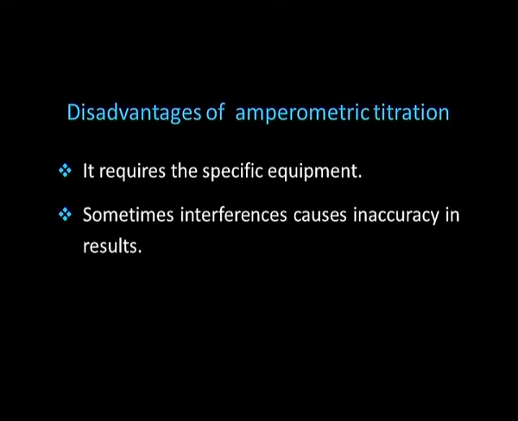Then the disadvantages of amperometric titration: it requires specific equipment. We cannot carry it out like simple titrations where a burette, pipette and beaker are needed. We require a potential divider for amperometric titrations. Sometimes interferences cause inaccuracy in the result. This normally happens when two ions oxidize or reduce at very similar potentials.